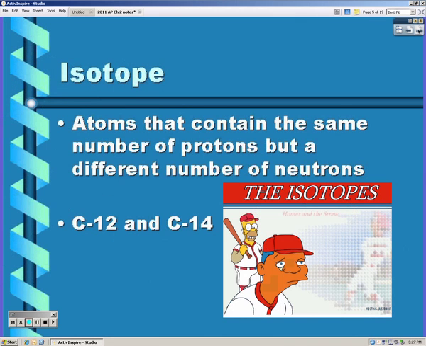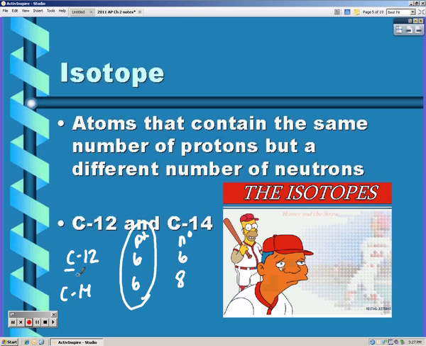An isotope is an atom that contains the same number of protons, but a different number of neutrons. So if you have carbon 12 and carbon 14, how many protons does carbon 12 have? It has to have 6 or it wouldn't be carbon. To get neutrons, it's mass minus protons. Carbon 14 also has 6 protons, so they're the same, but notice the neutrons are different, and that's what makes the masses different.